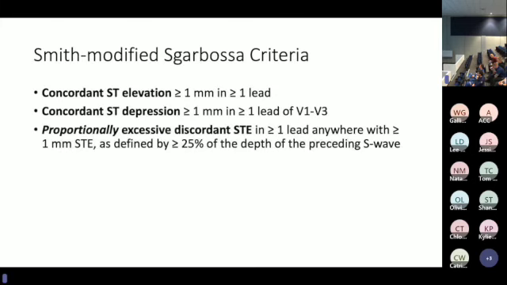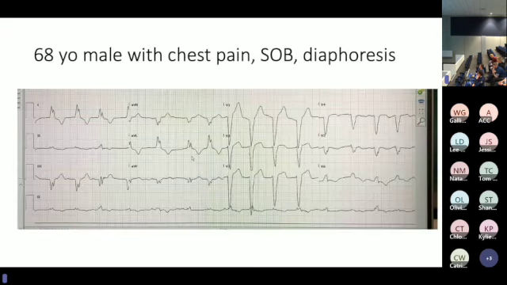Any questions about that? That's just another example. So in this case, just applying what we just talked about, are we going to activate the cath lab for this 68-year-old male who presents with chest pain, shortness of breath, diaphoretic, with some APO on clinical examination?